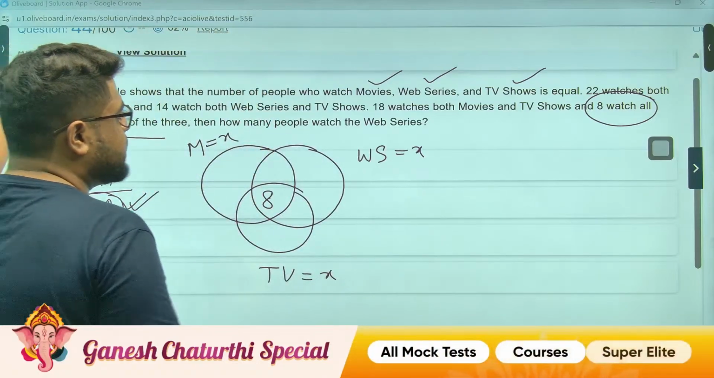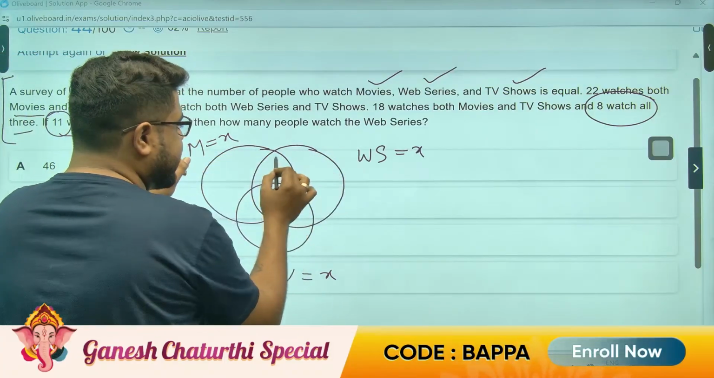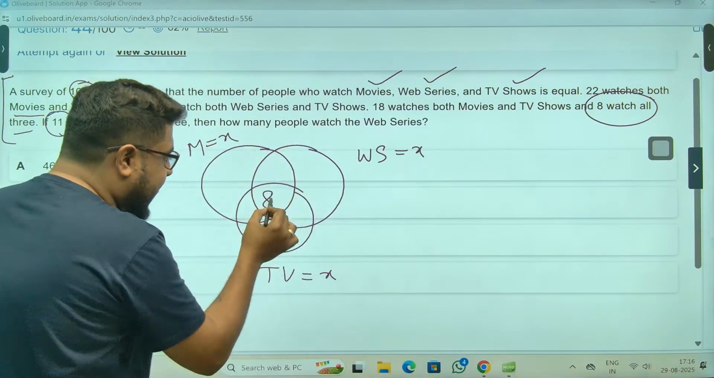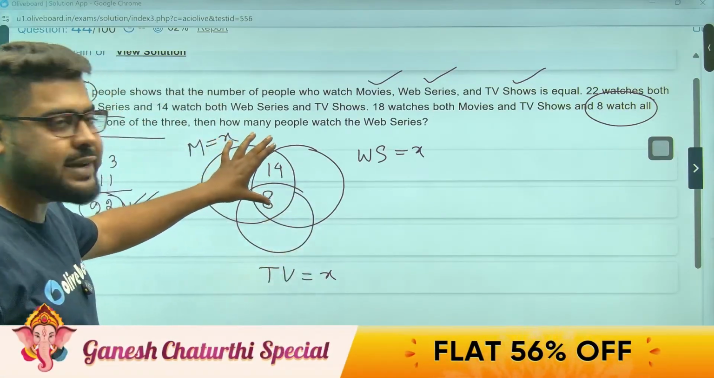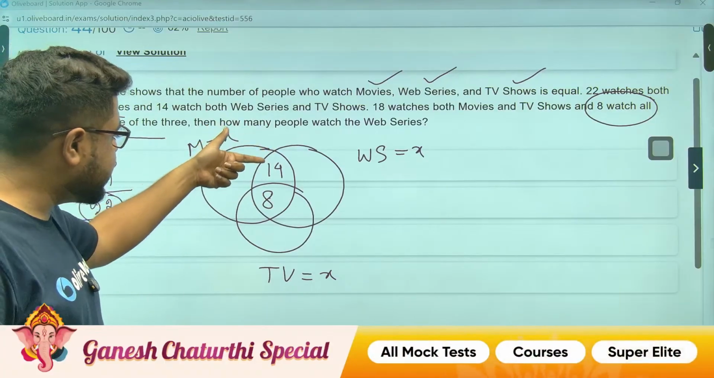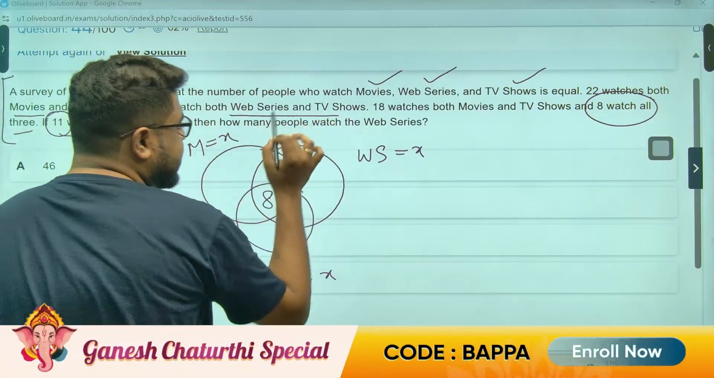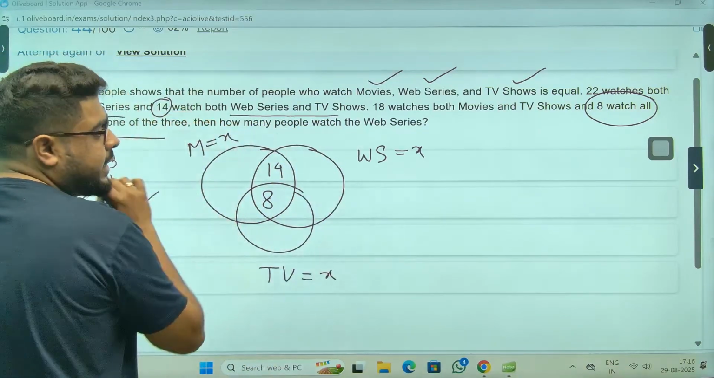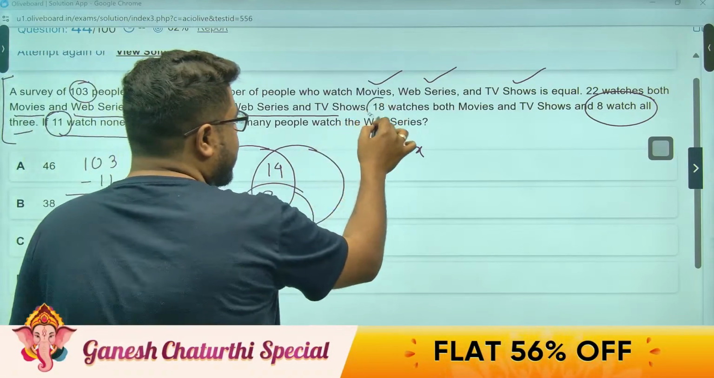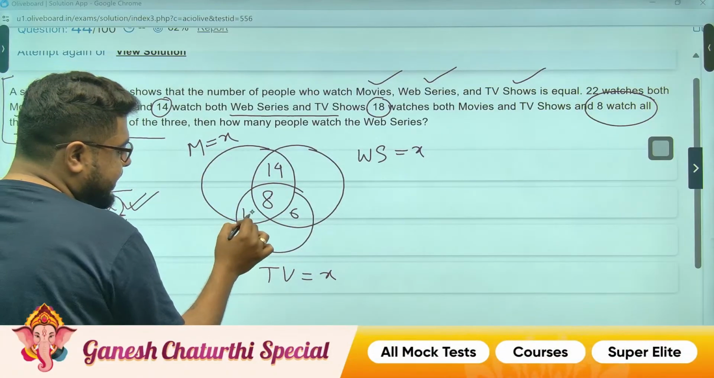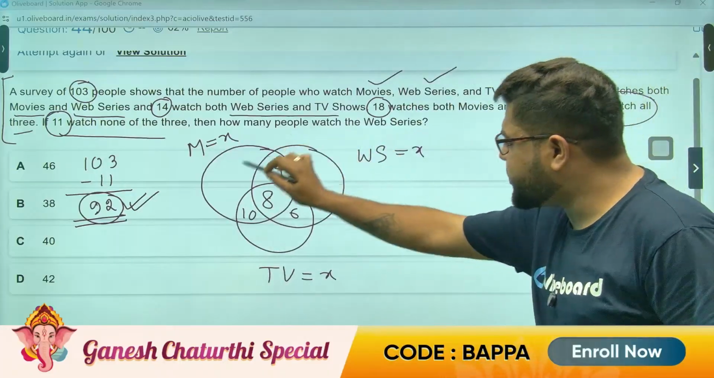Now, 22 watch both movies and web series. This total is 22, but I have already put 8, so this must be 14, because the total must be 22. Now, 14 watch both web series and TV show. This is 14, 8 is there, so this must be 6. And 18 for movie and TV, so this will be 10, sir. Correct, everyone?